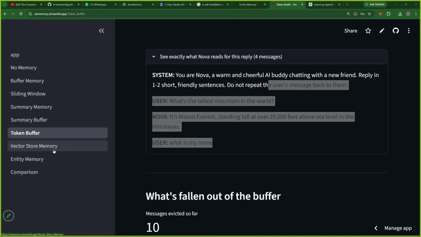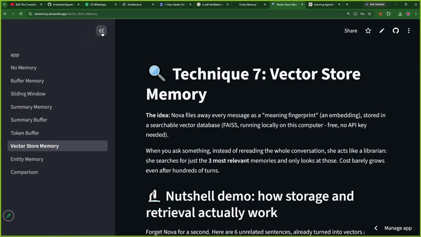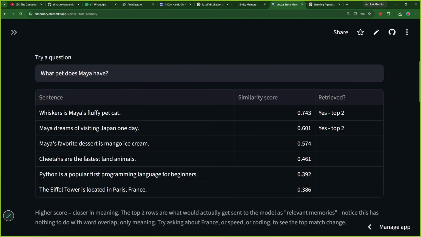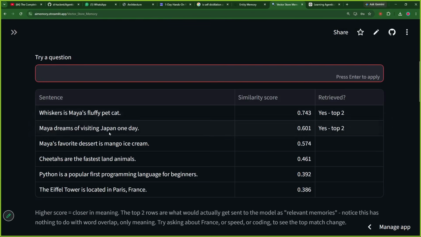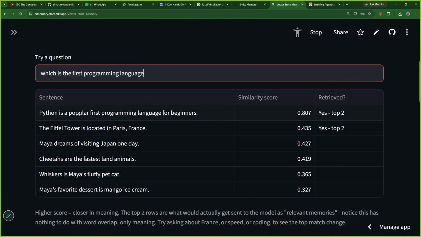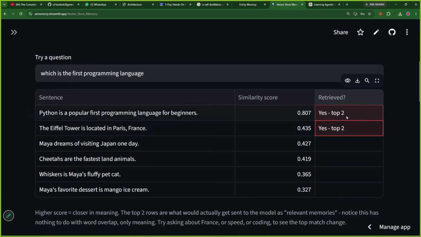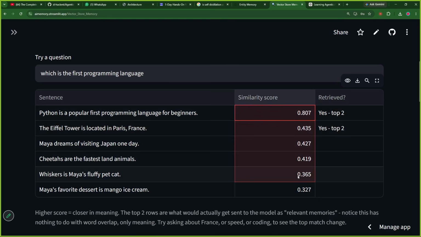The next kind of memory is vector store memory. Now, what is this? Let me tell you about vector store memory. First, let us look at the example. Here, when we ask a question, similar information will be retrieved. Let us check that out. Python is the first programming language for beginners. Which is the first programming language? So see, Python is coming in the top two. The top two messages are this, depending upon the similarity score.